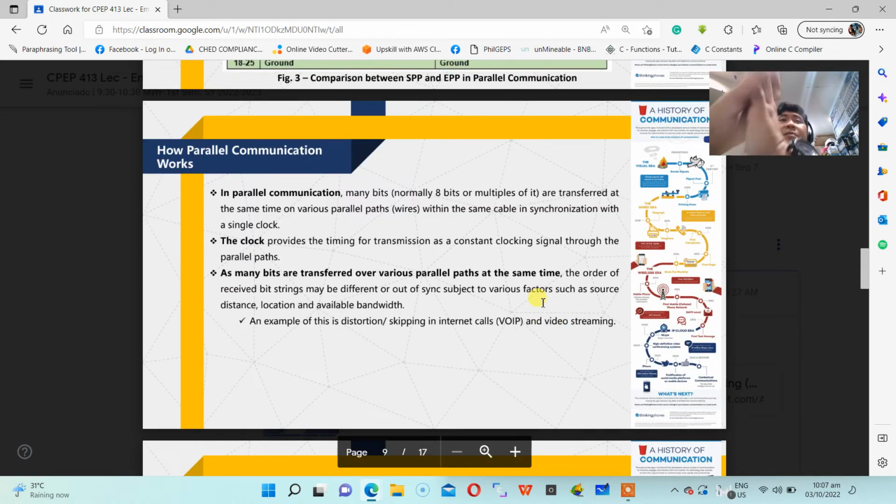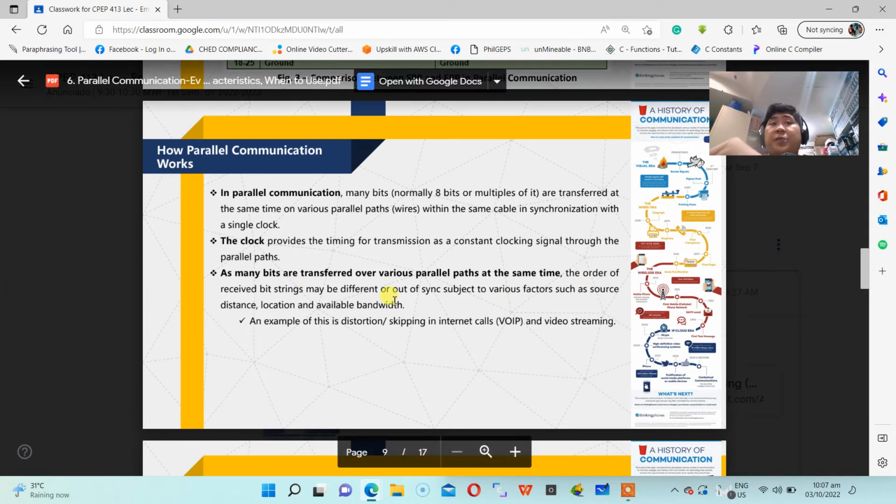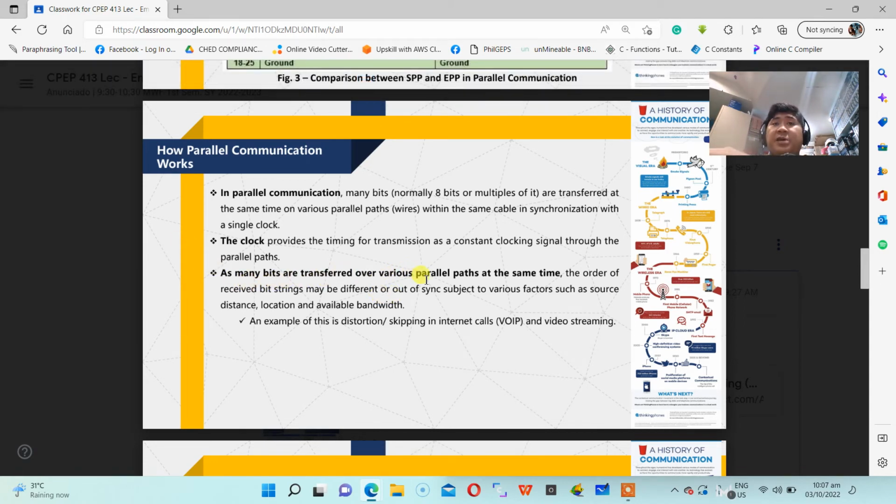How parallel communication works: in parallel communication, many bits, normally 8 bits or a multiple of it, are transferred at the same time on various parallel paths or wires within the same cable, in synchronization with a single clock. The clock provides timing for transmission as a constant clocking signal through the parallel paths, so many bits are transferred over the various parallel paths at the same time.